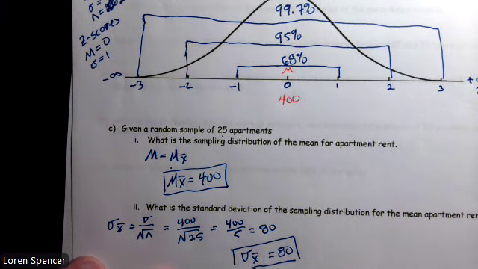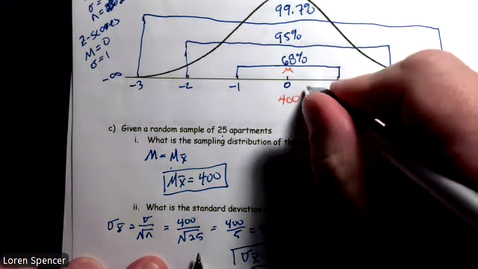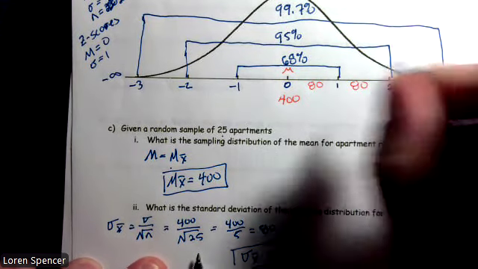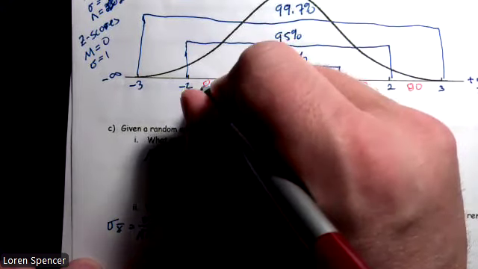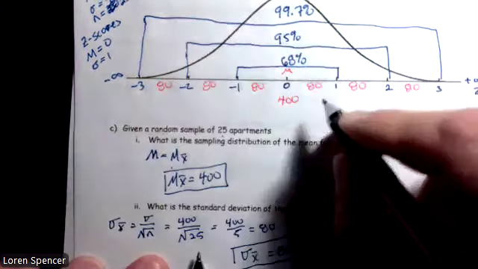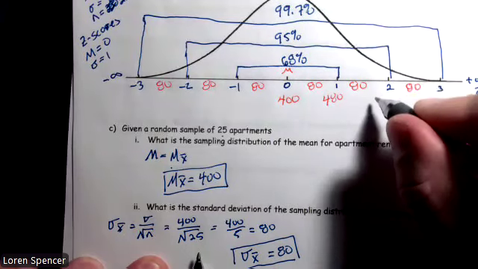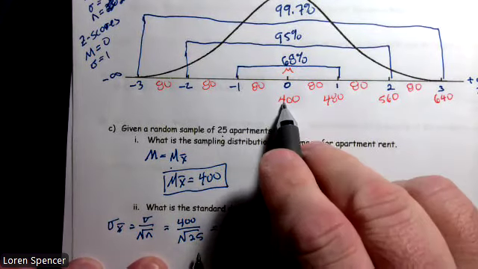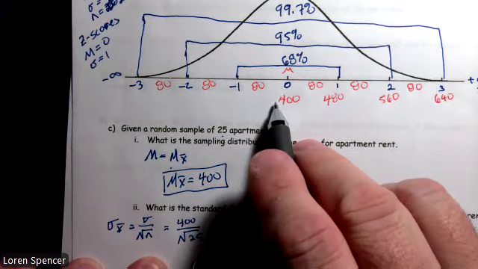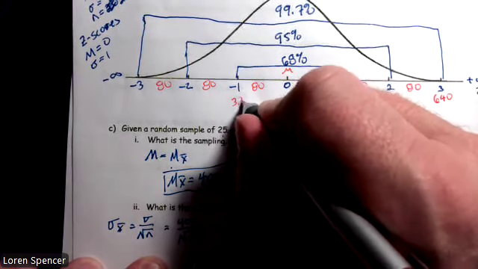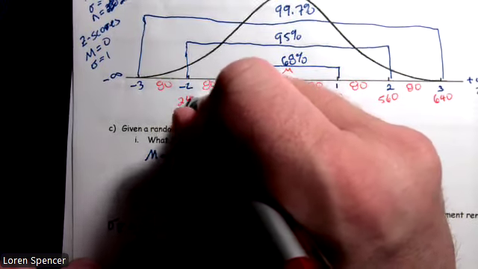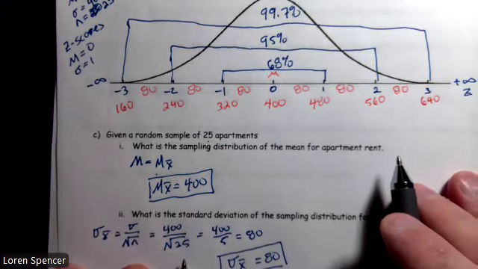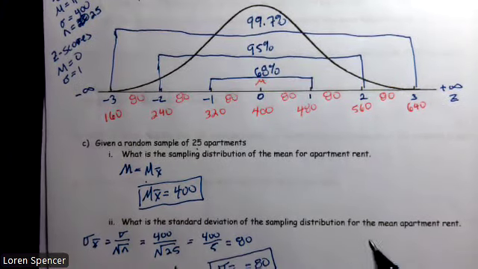Now that we know it's 80, that means we're changing by 80 at each one of these intervals, whether we're going up or down. So this becomes 1,680, this becomes 1,760, and this becomes 1,840. Going the other way, this becomes 1,520, this becomes 1,440, and this becomes 1,360. The red marks are actual values, and the blue marks are z-scores.